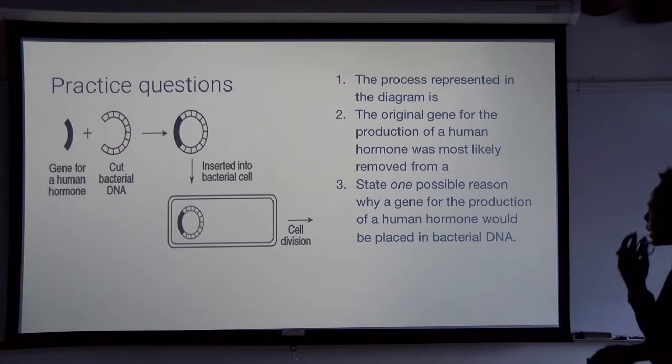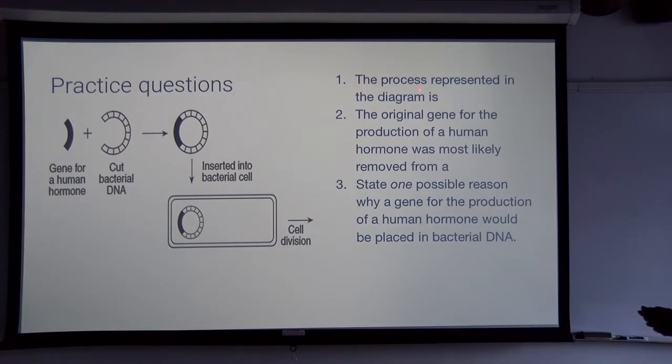So I want you to take a second and answer this question. Name the process represented in this diagram. The original gene for the production of human hormone was most likely removed from A. State one possible reason why a gene for the production of a human hormone would be placed in bacterial DNA. All right, so you have 3 slots for that. Take 2 minutes and write that down.